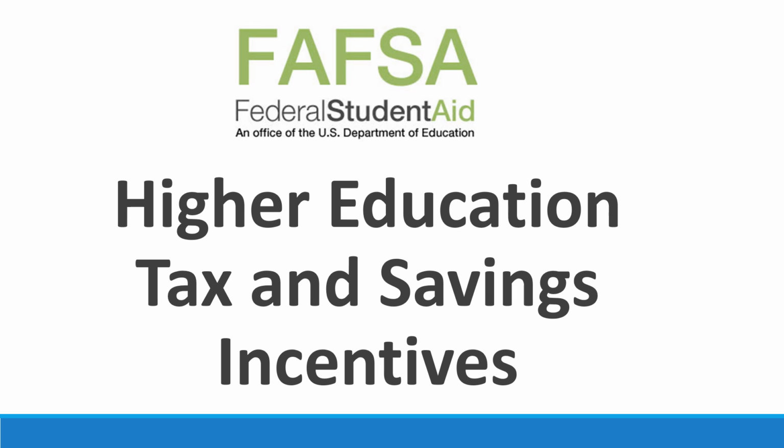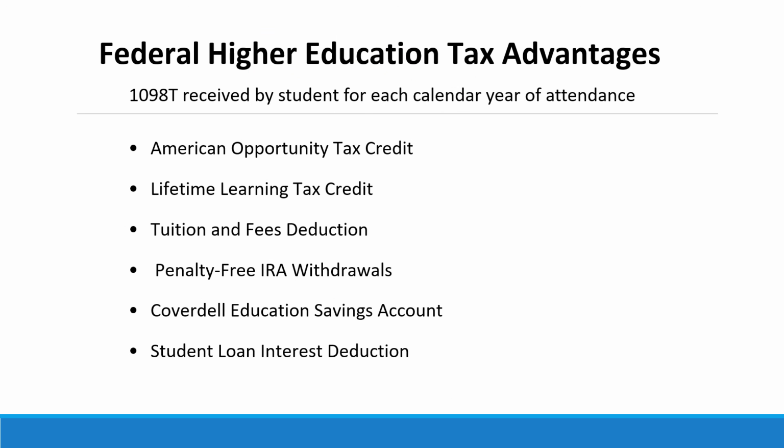Higher education and tax savings incentives: what exists? Every year, at the same time that you're getting your W-2s, you should get a 1098-T that will indicate the amount of tuition paid and can be used for any or all of these tax credits. My recommendation is to take your 1098-T to your tax preparer, and they can best advise you which of these tax credits you qualify for and which ones will best benefit you.